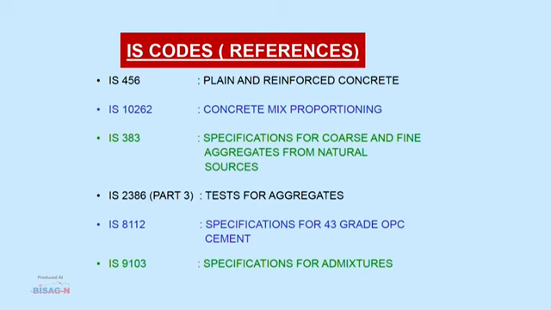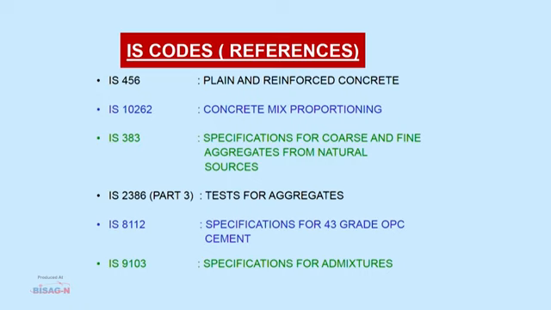IS 456, it is the basic concrete code, plain and reinforced concrete. IS 10262, the mix proportioning is done based on this code. IS 383, specifications for coarse and fine aggregates received from natural resources. IS 2386, tests for aggregates. IS 8112, specifications for 43 grade OPC cement.